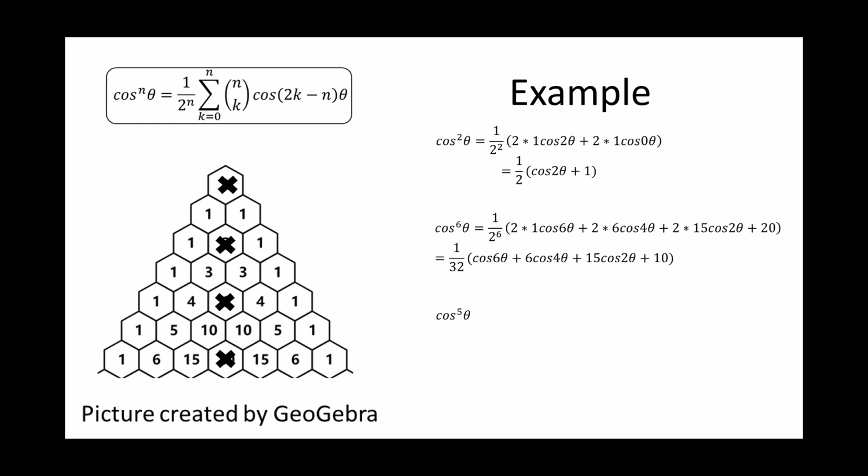Now I encourage you to pause the video and try this on your own, if you can figure out the power reduced form for cosine theta to the 5th power. Are you ready? So here is the answer. After simplifying, we get 1 over 16 times cosine 5 theta plus 5 cosine of 3 theta plus 10 cosine of theta, which is equal to cosine theta to the 5th power.